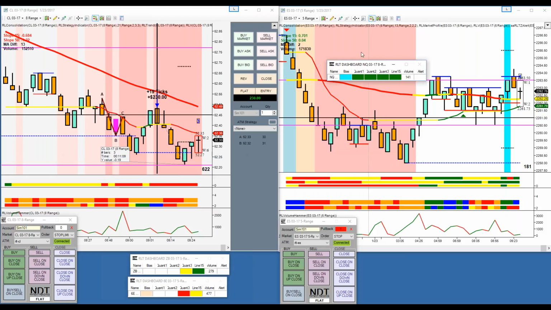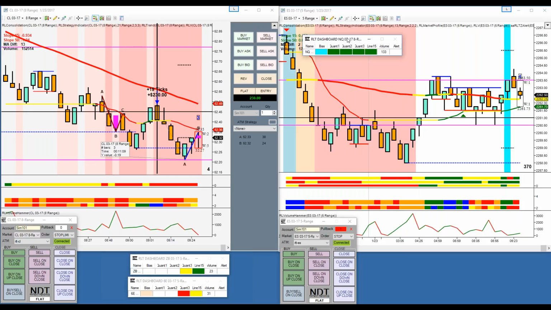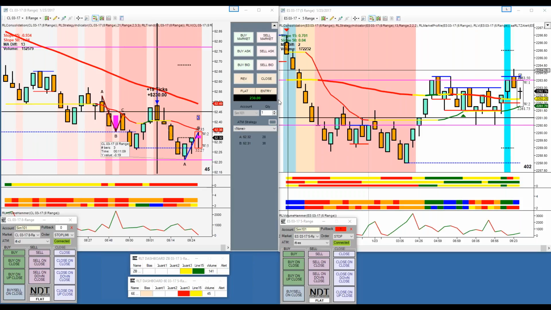We don't have the NQ. Look at the dashboard on the NASDAQ. Blitzkrieg green. That's a nice sign. I can tell you right now that the NASDAQ is a component of that second quant line.